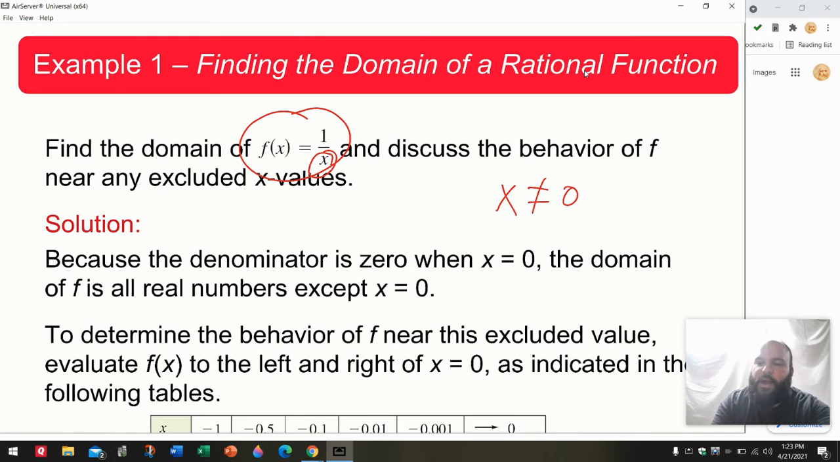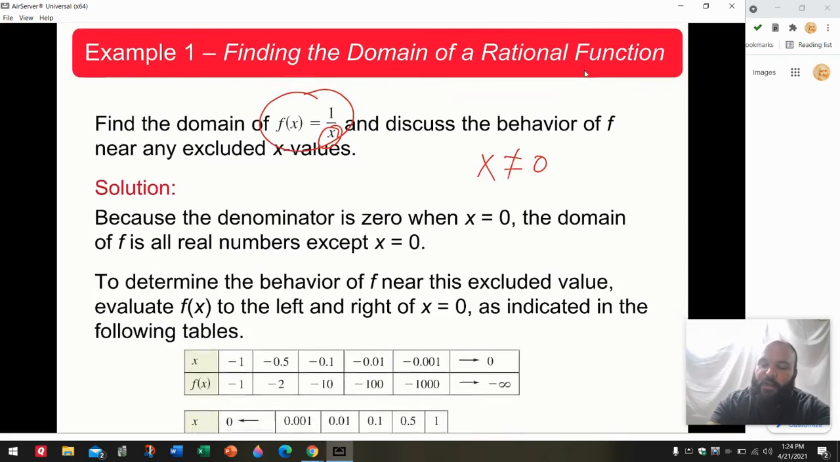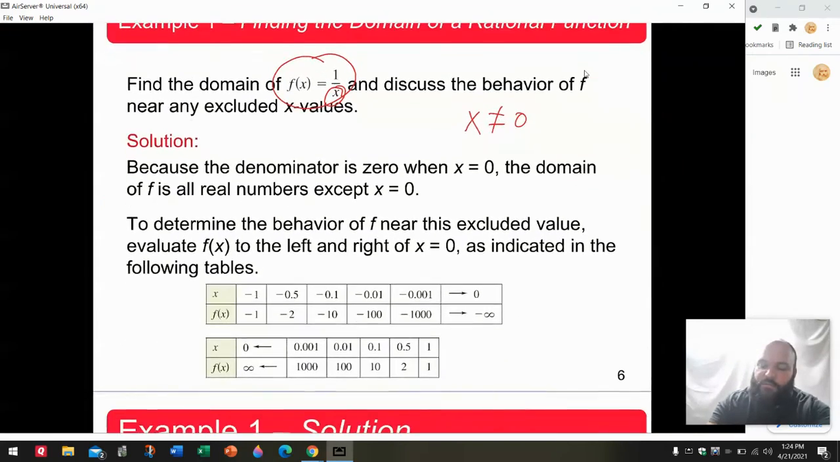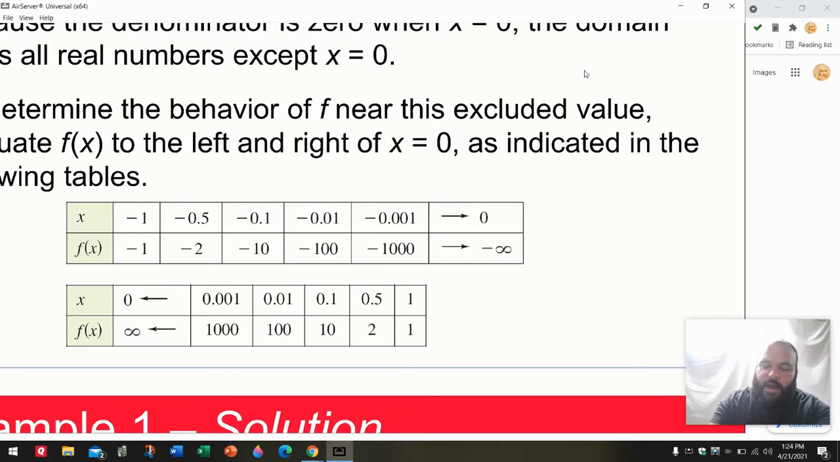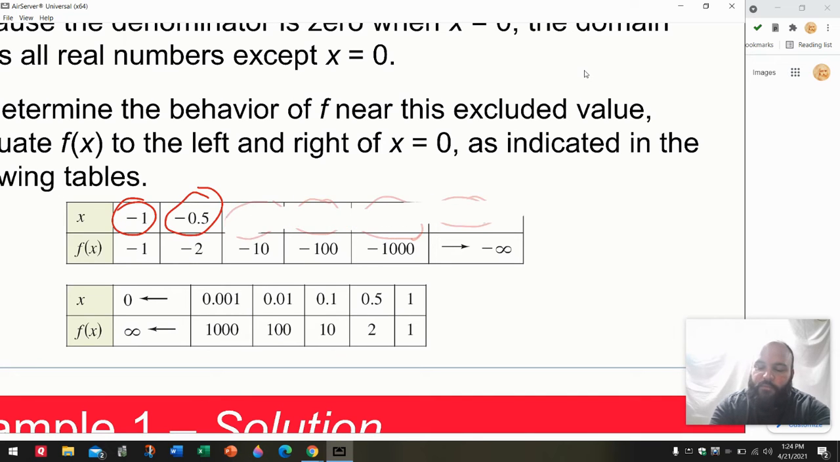So what does this graph look like, or what does this equation, I should say, look like when it's graphed? Well, as x approaches 0, if you look in this table here, we have first an x value of -1, then we go to -0.5, and then -0.1, and you can see the x values are getting smaller and smaller and smaller. They're approaching 0. They never actually reach 0, but they get really close.